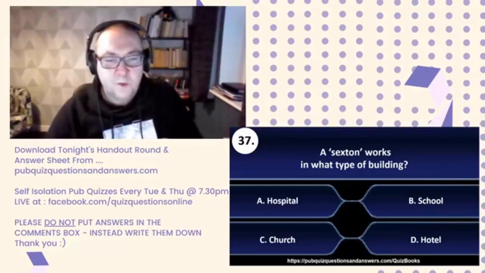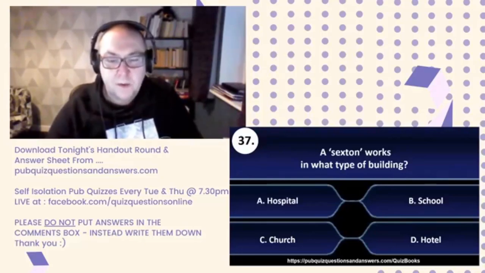A sexton works in what type of building? 5 points into one box if you're confident, or split the 5 points down over two or three of the boxes. A, hospital, B, school, C, church, D, hotel.